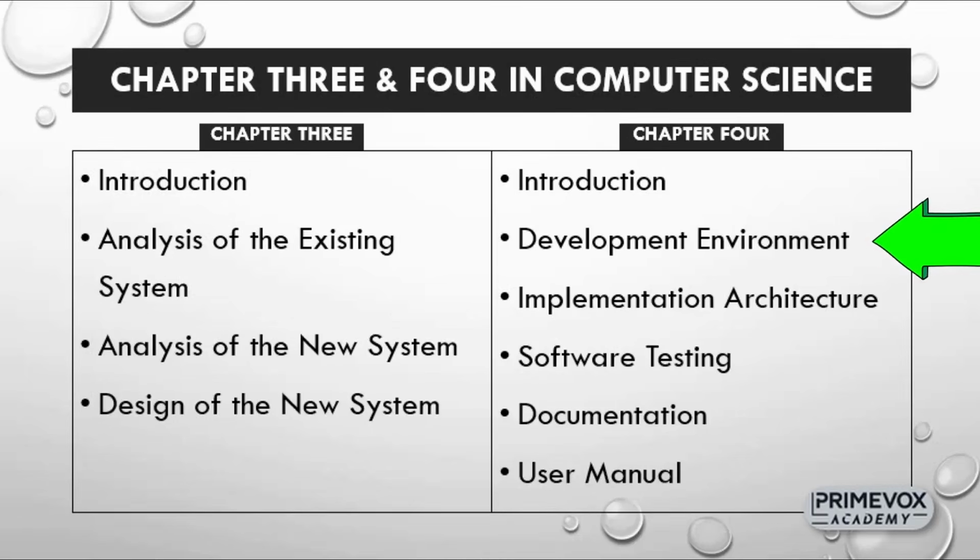Then you also state your implementation architecture, how you are going to implement it. Then the next thing is your software testing. After developing software, you need to test it. The next thing is documentation or user manual. Both of them can just come as one. Some call it documentation, while others call it user manual. Whatever is prevalent in your school, you can use that. So this is what chapter 3 and chapter 4 look like in the computer science department.